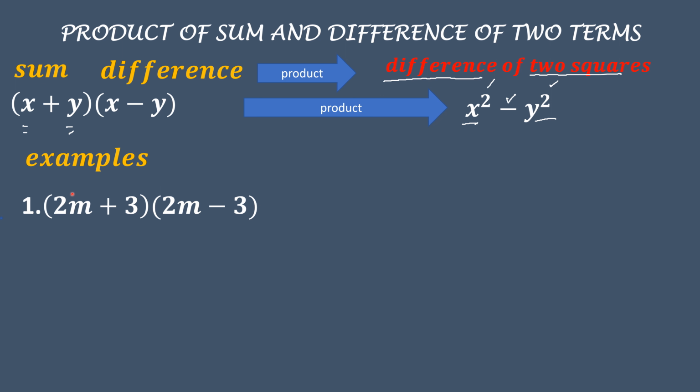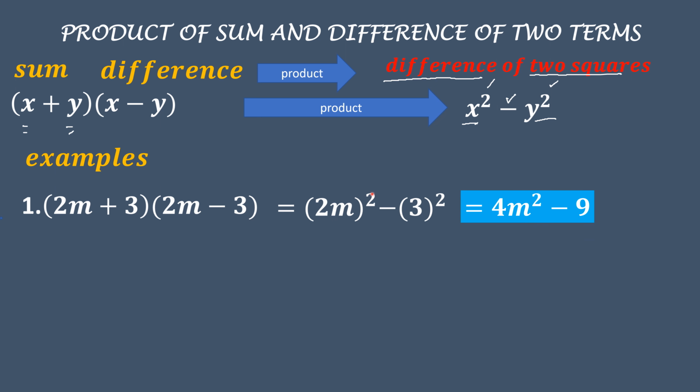So we simply multiply 2m times 2m, that will be squaring the first term, our first term being 2m, and squaring the last term, which is 3, and it is always expressed as a difference. But we are not yet done because we still have to simplify the quantity 2m to the power of 2. Applying the laws of exponents, the 2 will be distributed. Thus, it will become 4m squared minus 9.